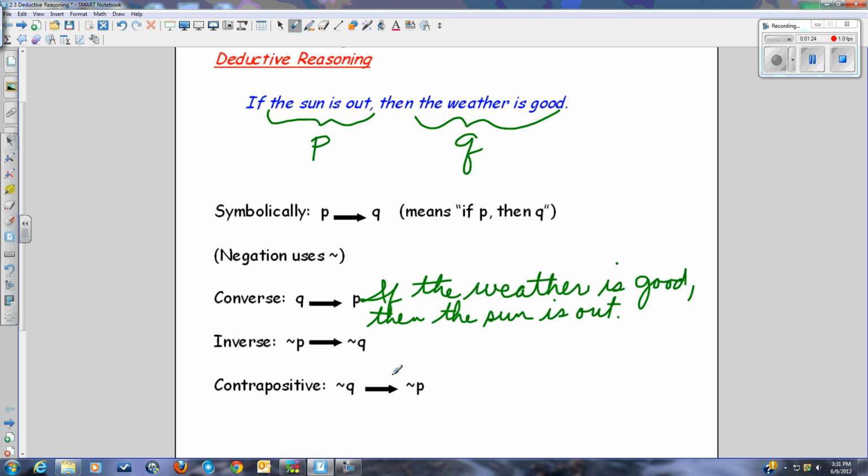Now for the inverse, which means to negate the hypothesis and negate the conclusion and say if not P, then not Q, we're going to say if the sun is not out, then the weather is not good.